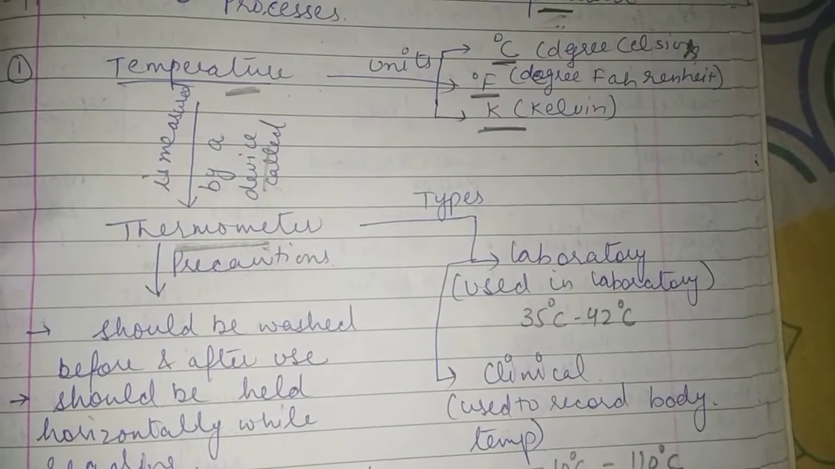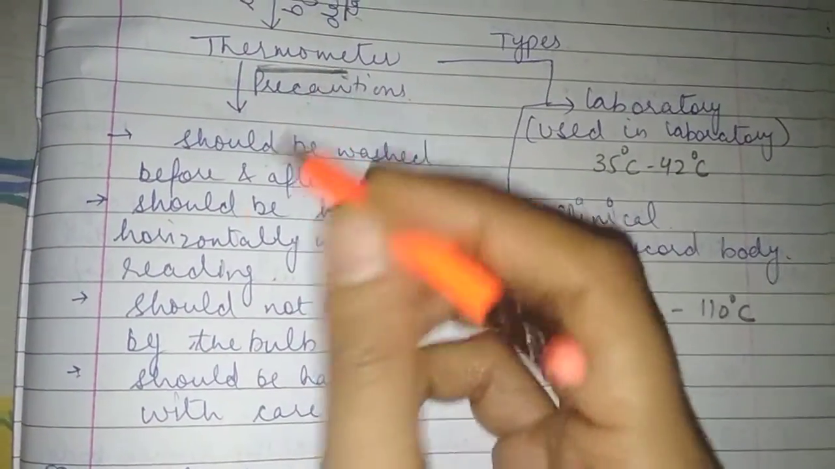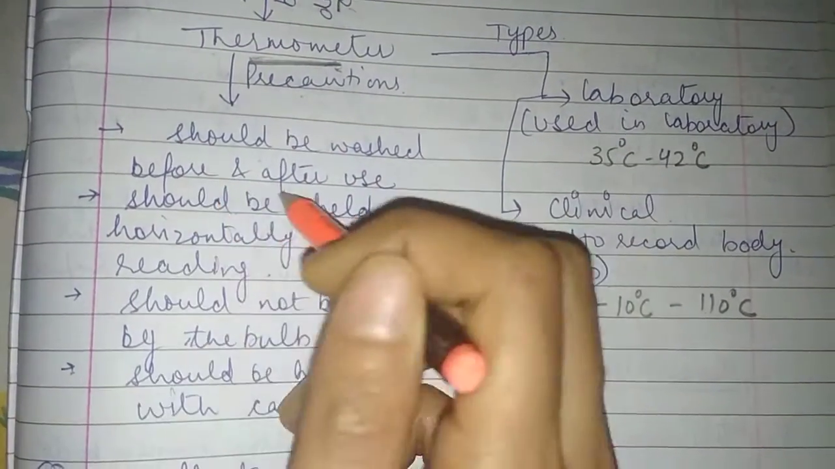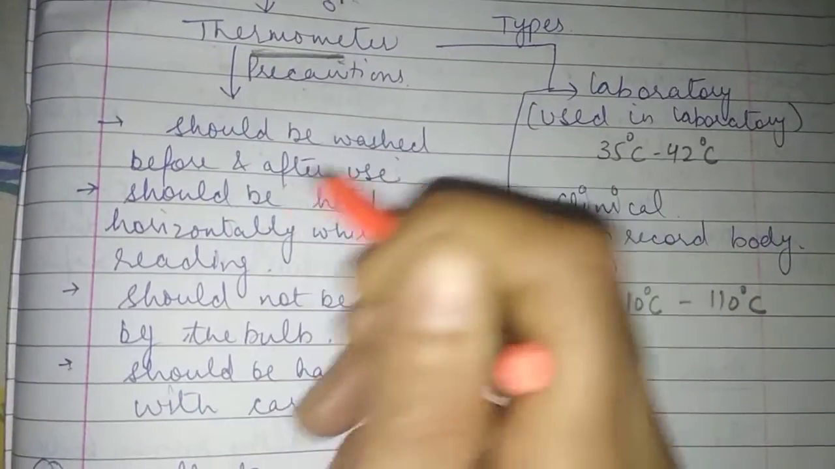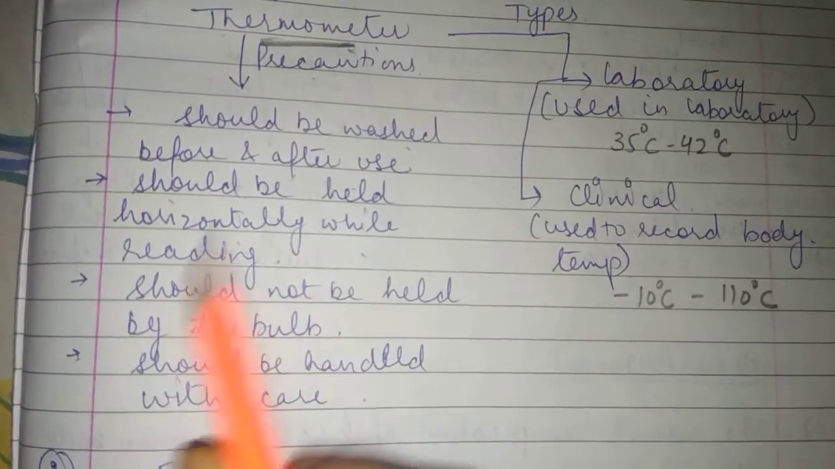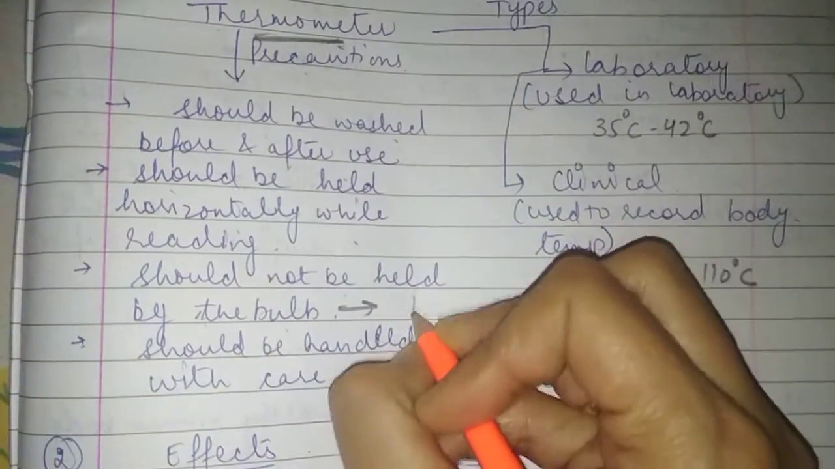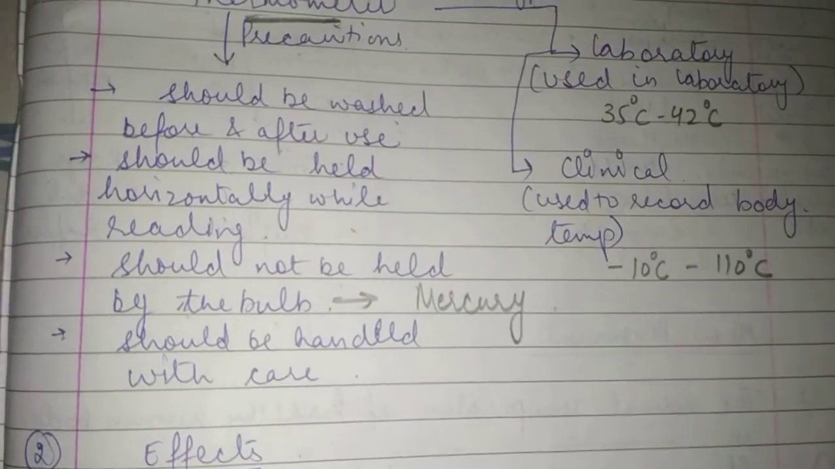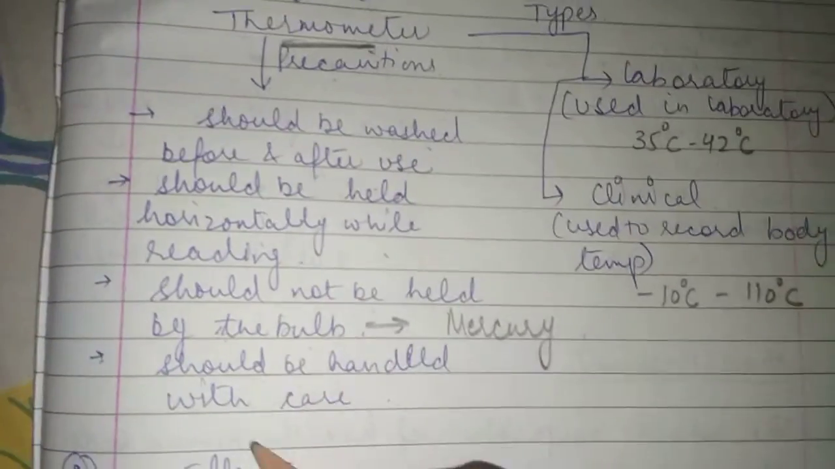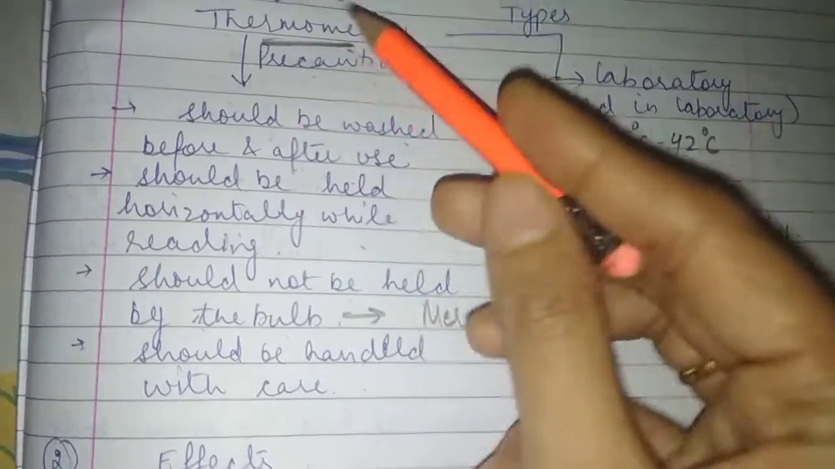Now the main precautions while using thermometers are: first, the thermometer should be washed before and after use, and should be held horizontally while reading. It should not be held by the bulb, because it contains mercury, and mercury is a very dangerous substance, so it should be handled with care. These are the precautions to be taken while using the thermometer.